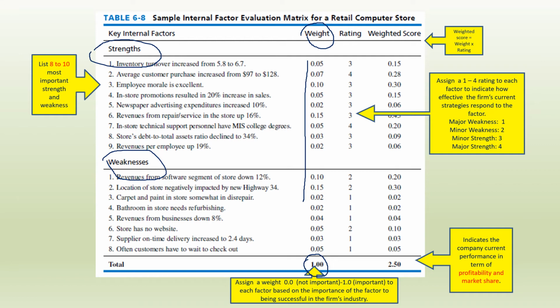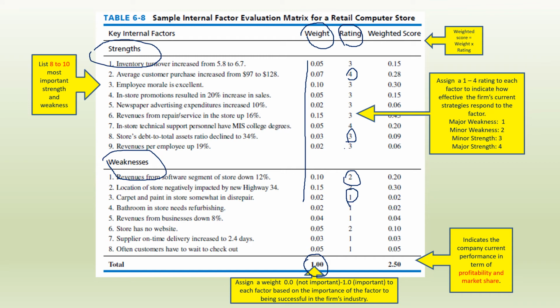The third step is on the rating. So you need to assign a 1 to 4 rating to each factor to indicate how effective the firm's current strategies respond to the factor. For the strengths, you need to rate the strengths as 3 and 4. And for the weaknesses, you need to rate as 1 or 2.